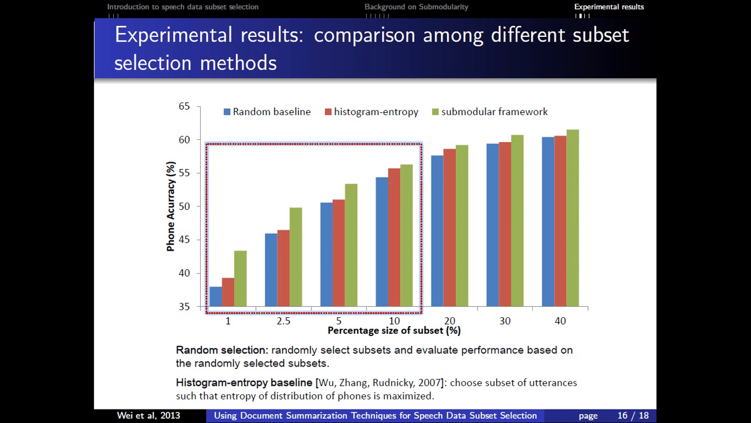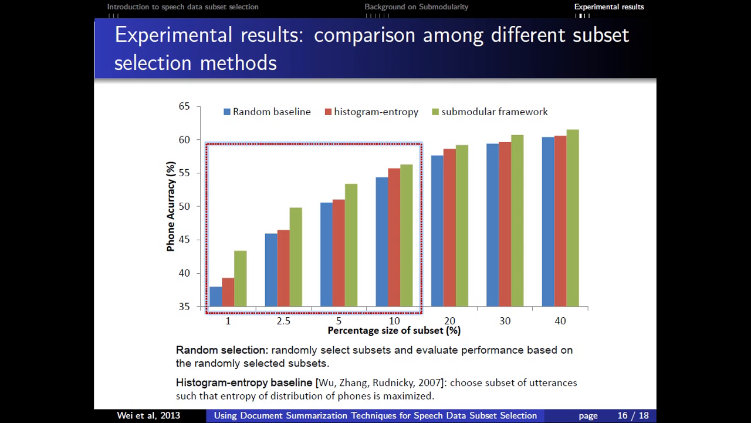The other is the histogram entropy baseline. What it does is select a subset of utterances that maximizes the entropy of the distribution of the phones. And as we can see, across all of the percentage cases, for different sizes of the subset, our submodular framework can select a better subset that yields better performance. And especially for the small percentage cases, like from 1 to 10 percent, we get significant improvement over the baseline methods on subselecting data.